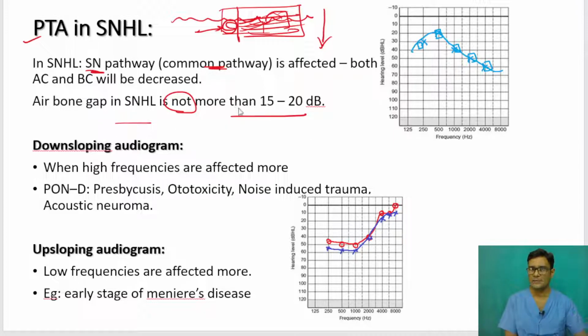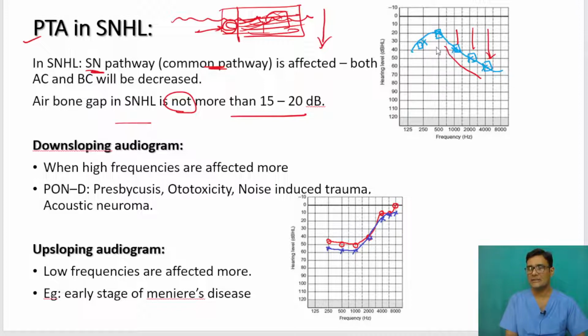Suppose, we are going to talk about mixed hearing loss later, but if the air conduction has fallen down, bone conduction has also fallen down, and there is a gap, then it becomes mixed hearing loss. That means in addition to the sensorineural component, there is a conductive component. Okay, just to differentiate. So when the sensorineural pathway is affected, the common pathway is affected. Because the common pathway is affected, the air conduction also has to pass through the bone conduction route. So the thresholds of both the air conduction and the bone conduction have fallen down.